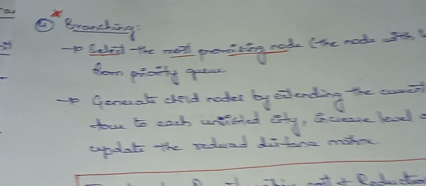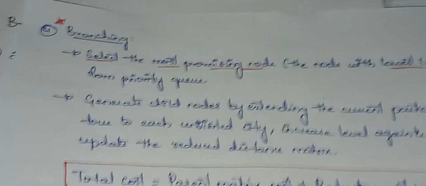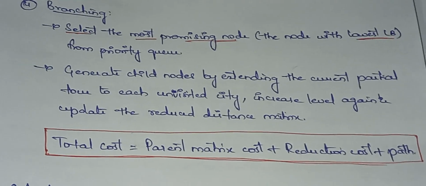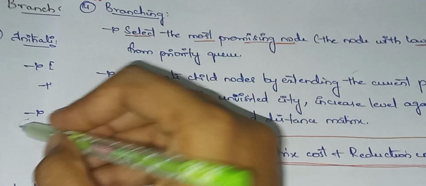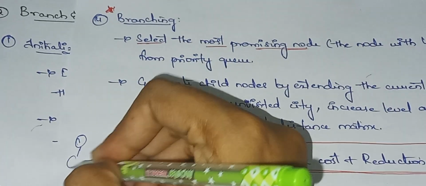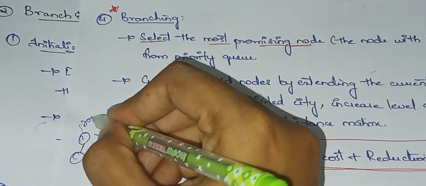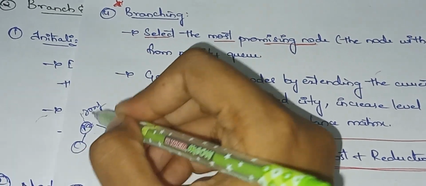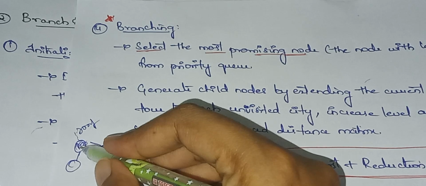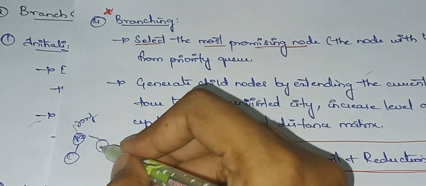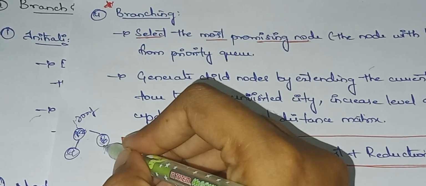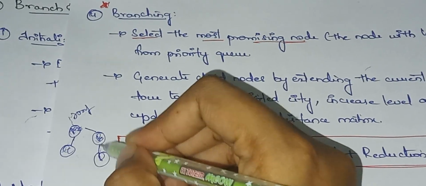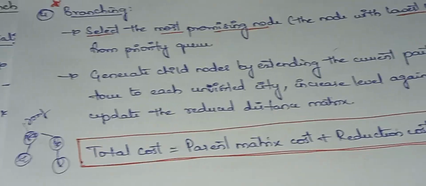So these are the three steps. Now moving on to the fourth step, which is an important part: branching. Since this is a branch and bound approach, branching means you are building a tree. You start at a root node, which is considered the starting city, and every other tour is built by considering the other cities as child nodes. So to B, the child node will be D, and so on. That is how you will be building the tour.